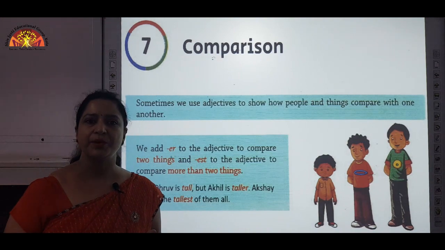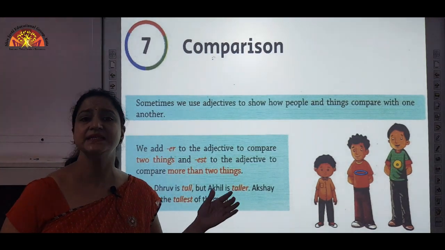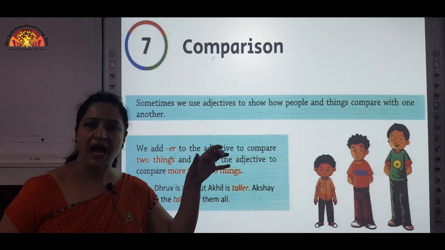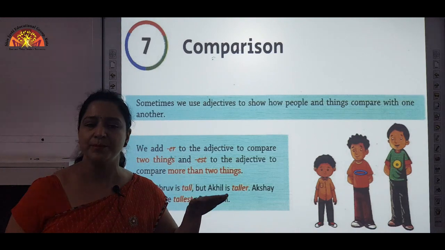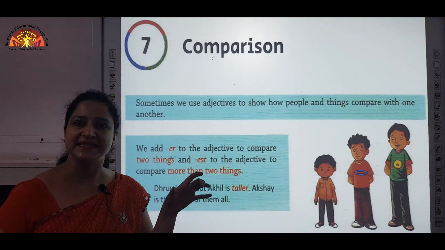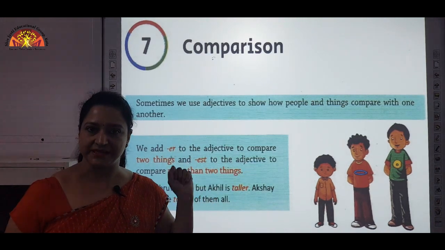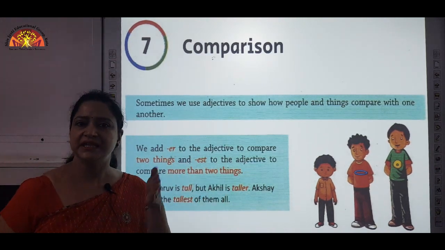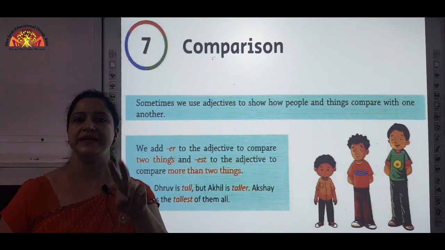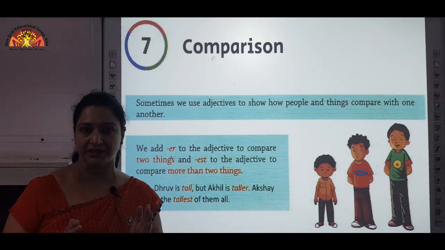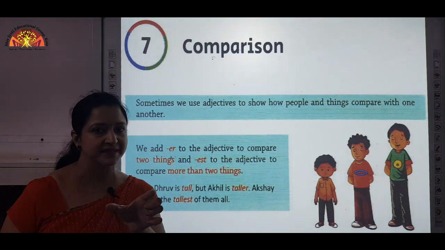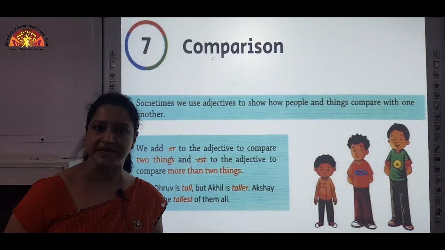Sentence number 1, this house is big. So in this sentence, noun house is big. So there is no comparison of this house done with any other house. So big is the positive degree of comparison. Now if I say this house is bigger than that house, it means I am comparing two houses with each other. So I am using the word bigger. So here bigger is the comparative degree of comparison.